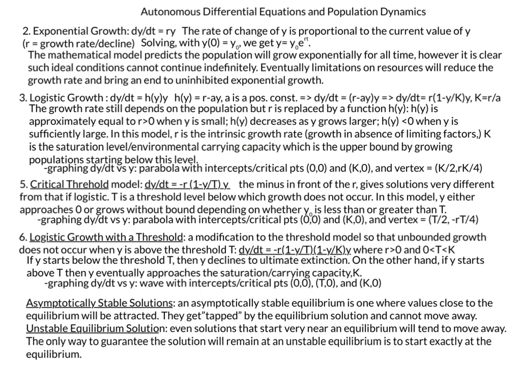And this last topic here is something I probably should have had with the graphing, but I didn't have room for it. So an asymptotically stable solution is one where values close to the equilibrium will be attracted. They get trapped by the equilibrium and cannot move away. An unstable equilibrium solution is one that even solutions that start very near the equilibrium will tend to move away. The only way to guarantee the solution will remain at an unstable equilibrium is to start exactly at the equilibrium.